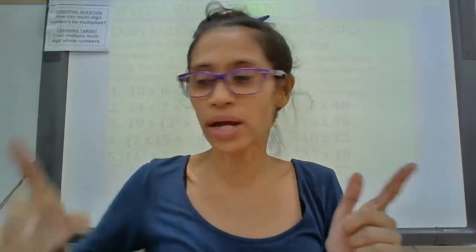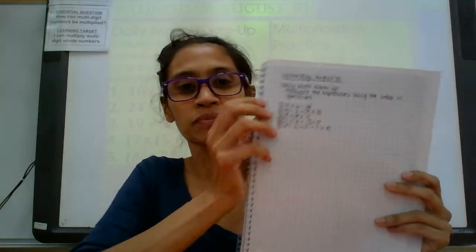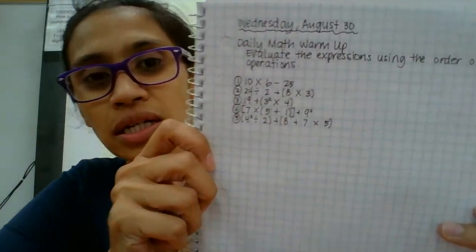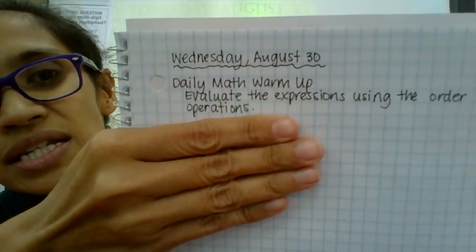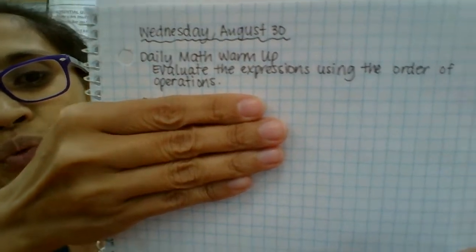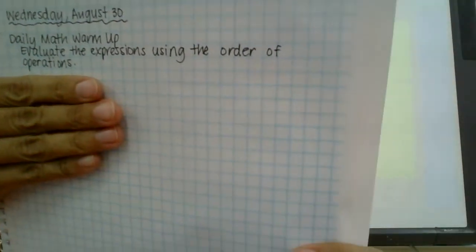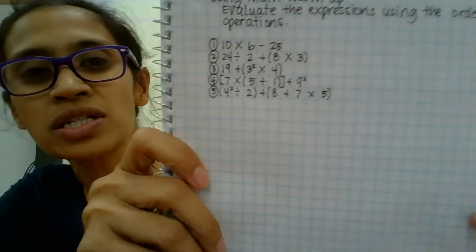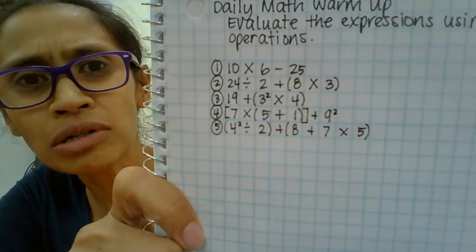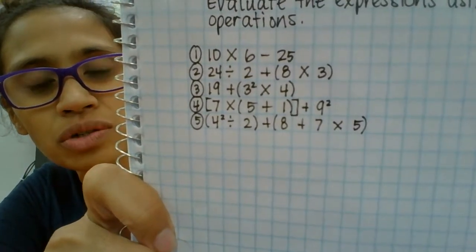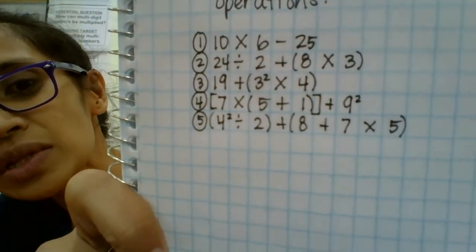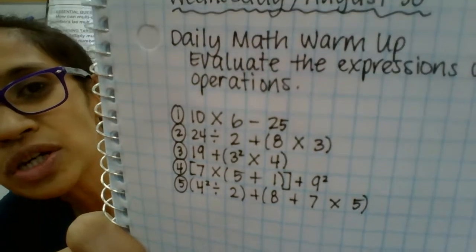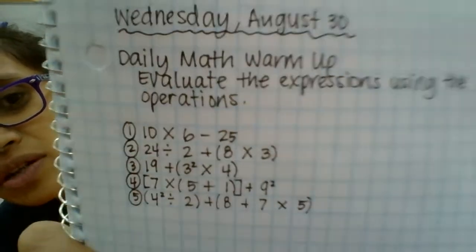All right, let's go ahead and begin. And I did put a piece of paper here so it doesn't bleed through the next page. All right, so here is Wednesday, August the 30th. Daily math warm-up, evaluate the expressions using the order of operations here. And I also noticed yesterday that sometimes I would show you stuff and it was out of focus. All right, so right there, go ahead and pause the video. Make sure you write daily math warm-up. There's that.